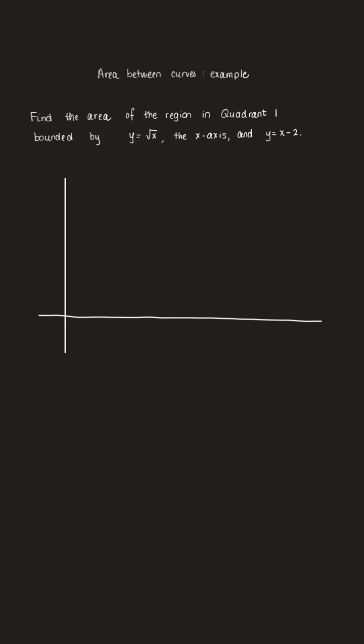So here's my x and y axis. Oops, that didn't work. Let me try to make that straight. Okay, that's all right, good enough. Here's the x-axis, here's our y-axis. Square root function looks like this.